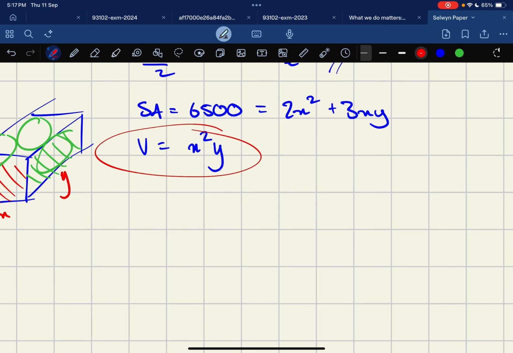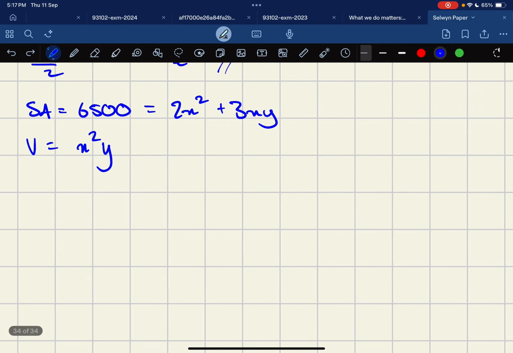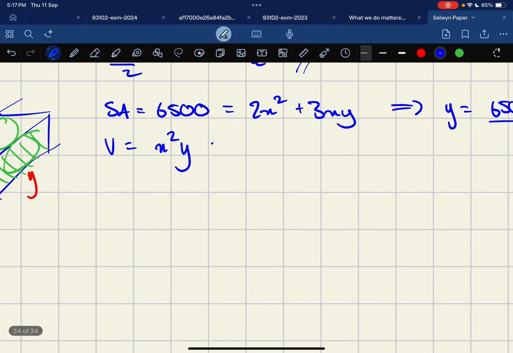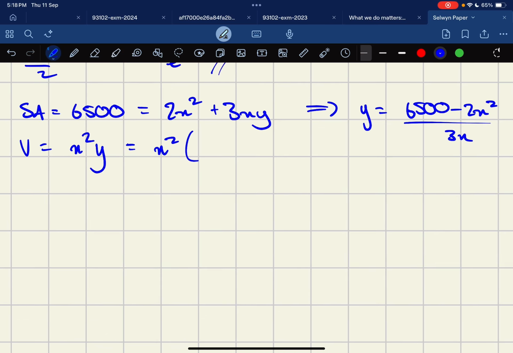To find the maximum volume, you need to differentiate this equation, but you can only differentiate with respect to one variable. So you need to substitute out x or y, and you can do that by using the surface area relationship. It's easier to rearrange for y to substitute inside here, and so you have an expression of volume in terms of just x. So rearranging the surface area equation, you get y is equal to 6,500 minus 2x squared over 3x. So then this volume equation can be rewritten as x squared times 6,500 minus 2x squared over 3x. And you can see that the x's cancel over here.